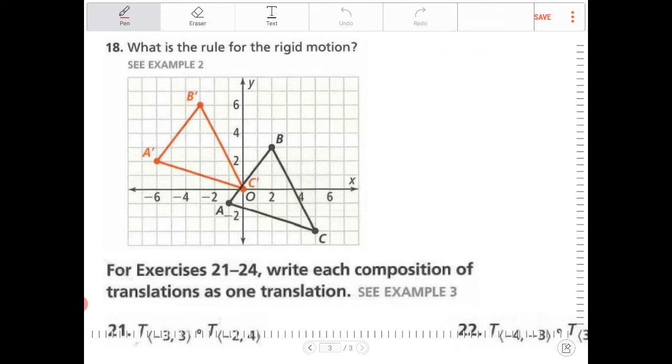What is the rule for the rigid motion? The rule for the rigid motion here is we are performing a translation. So if you go from here to there, that would be a translation of, let's see, 2, 4, 5. So it's negative 5, comma, and we're going to go up, so up 3 of triangle ABC.